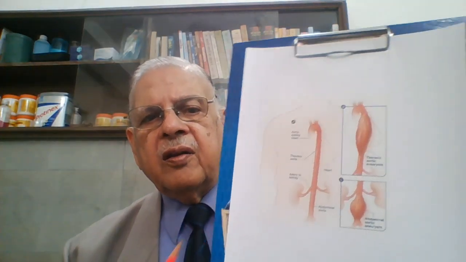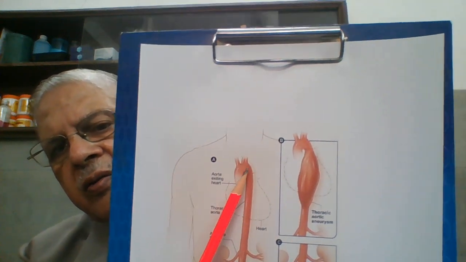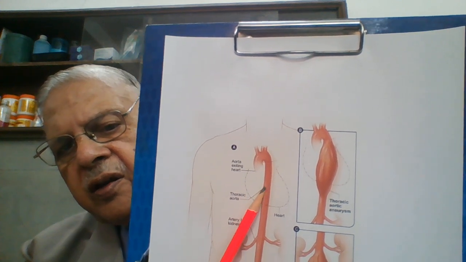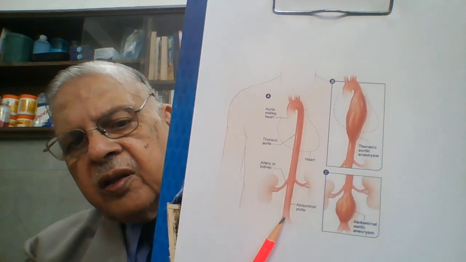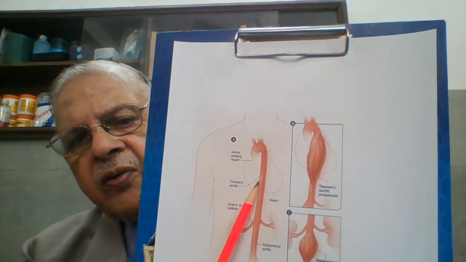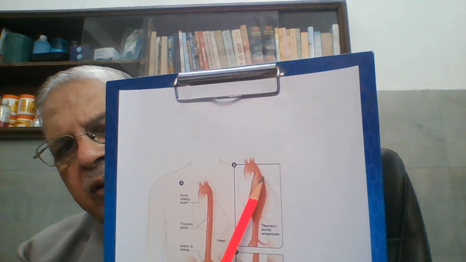Now here I want to show you this diagram. This is the normal aorta, rising from the heart, taking a turn, going to the left side and behind the heart and going to the stomach area. This is the normal aorta, uniformly normal. And what has happened here? Here a balloon has formed in the aortic wall.